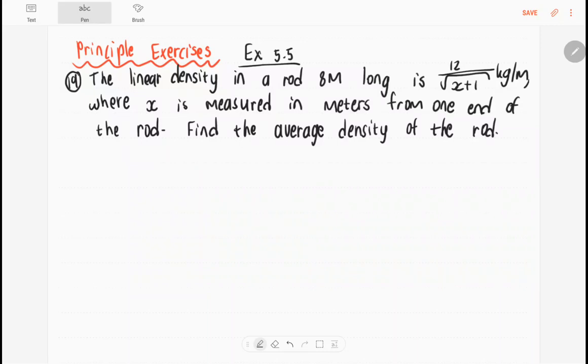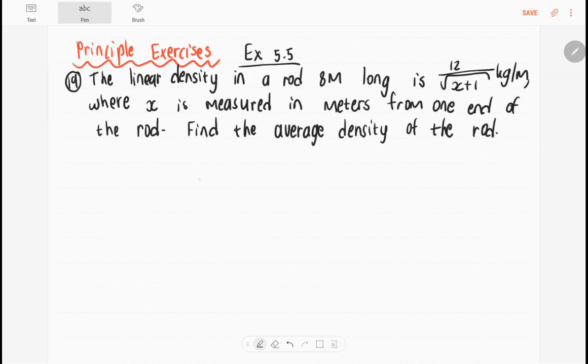For our principal exercises, we are looking at section 5.5 again, and we are looking at number 19. It says the linear density in a rod 8 meters long is 12 over the square root of x plus 1 kilograms per meter, where x is measured in meters from one end of the rod to the other. So we want to find the average density of the rod.